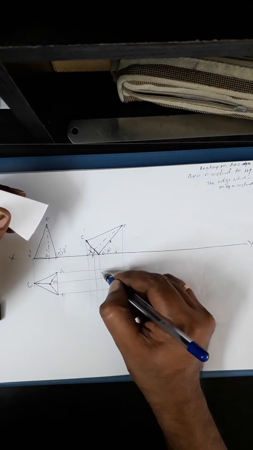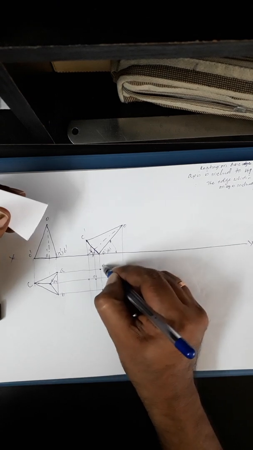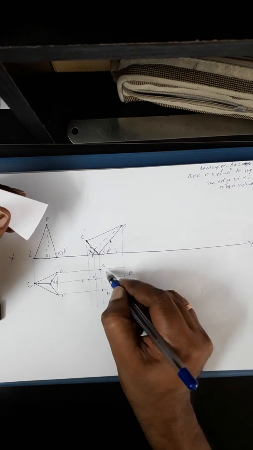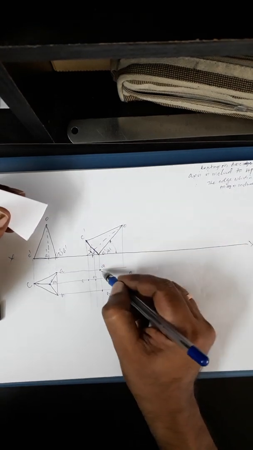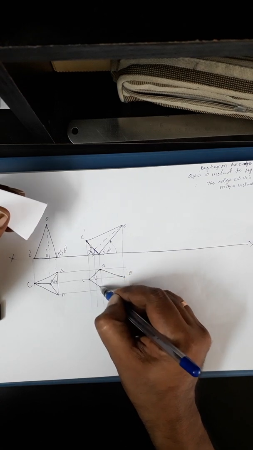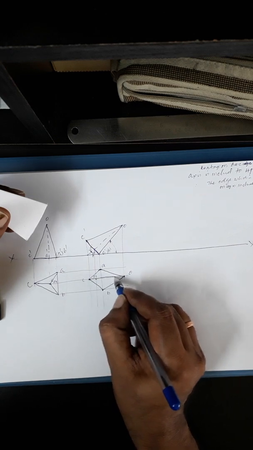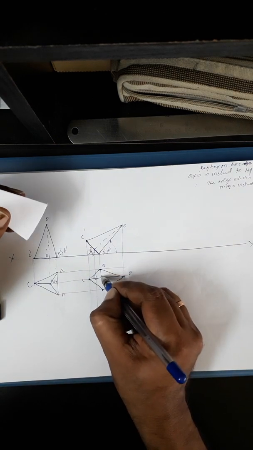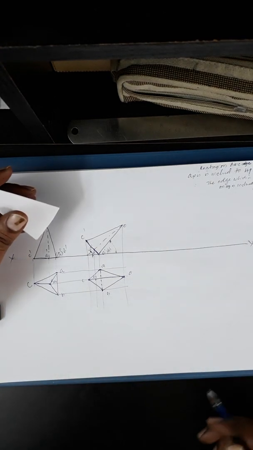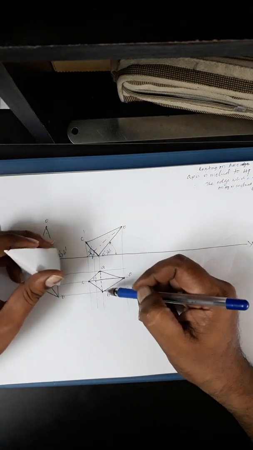Get the view. This is A, B, C, this is O1, this is O. Then because the apex is near to the observer, you cannot see the base completely. So this becomes a dotted line. So AB cannot be seen. Then it says the edge which is resting on HP is inclined at 30 degrees to VP.